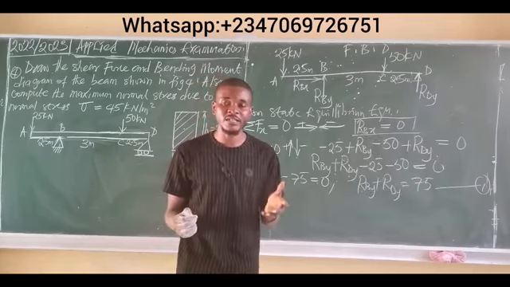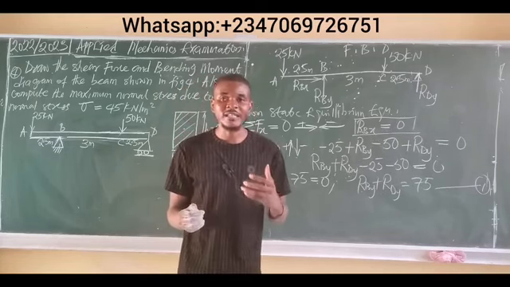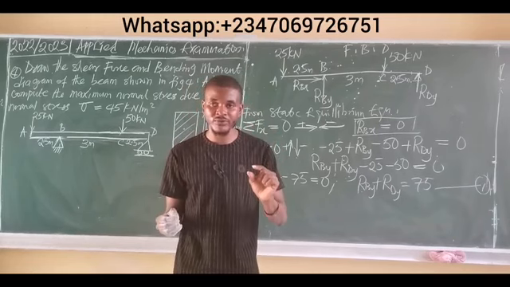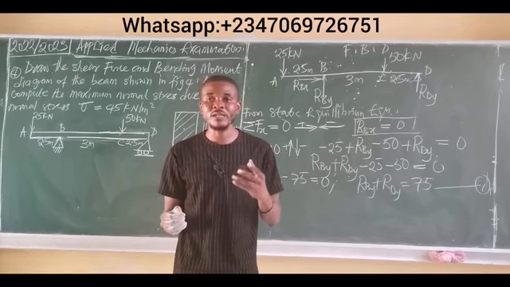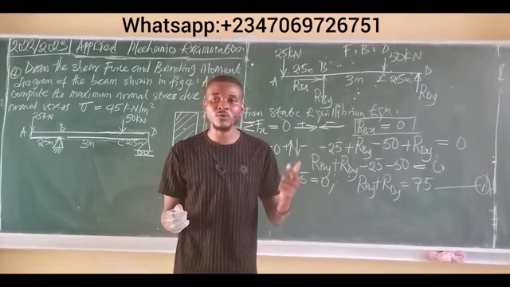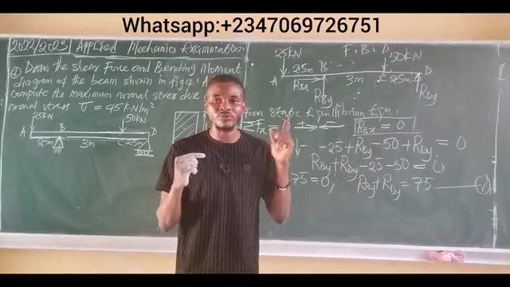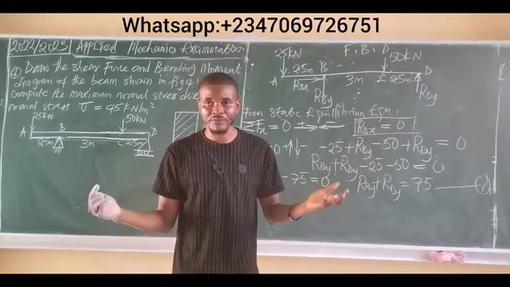Now, I always tell my students, whenever you're taking moments about any point on the beam, consider taking moment about the point where you have numerous unknown reactions. Because the moment of a force about a point is 0, if you're taking moment about a point where you have numerous unknown reactions, then the moment of those unknown reactions at that point becomes 0. That will help you to find the other unknown reactions on the beam.